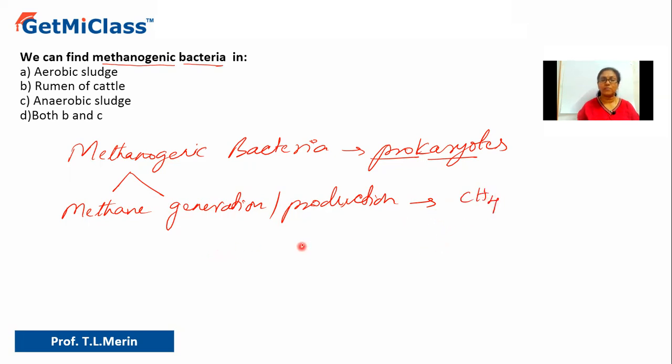Now, what kind of organism are these? Methanogenic bacteria are anaerobic bacteria. So what do you mean by anaerobic bacteria? That means they live in a condition where there is absence of oxygen. So no oxygen. They don't require oxygen. Okay, so let us see.